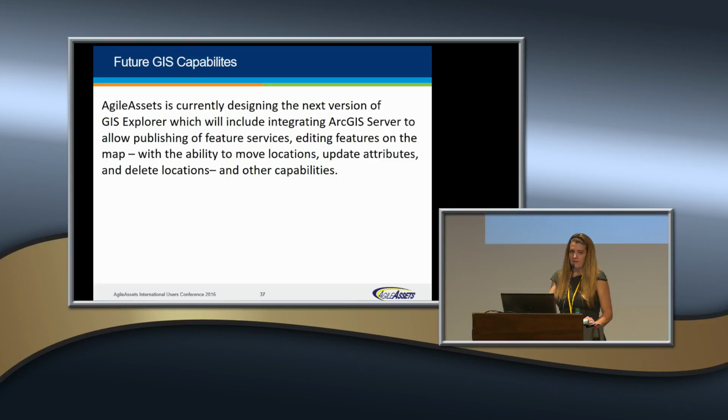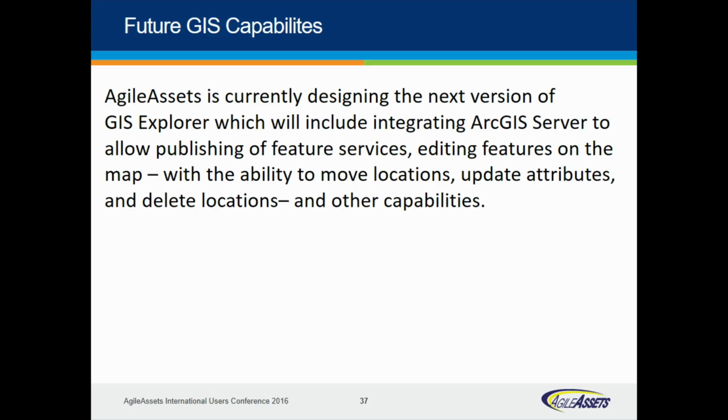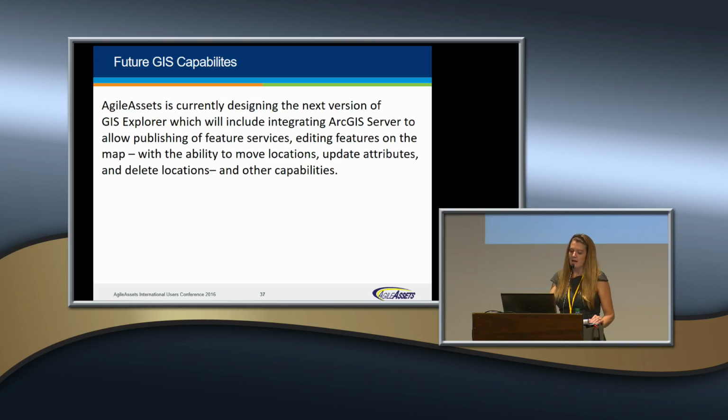The future of GIS capabilities with AgileAssets is we're currently designing that for the next version of GIS Explorer, which will include integrating ArcGIS server, and it will allow publishing of feature services, editing features on the map, and the ability to actually move locations, update attributes, and delete locations, and other capabilities.